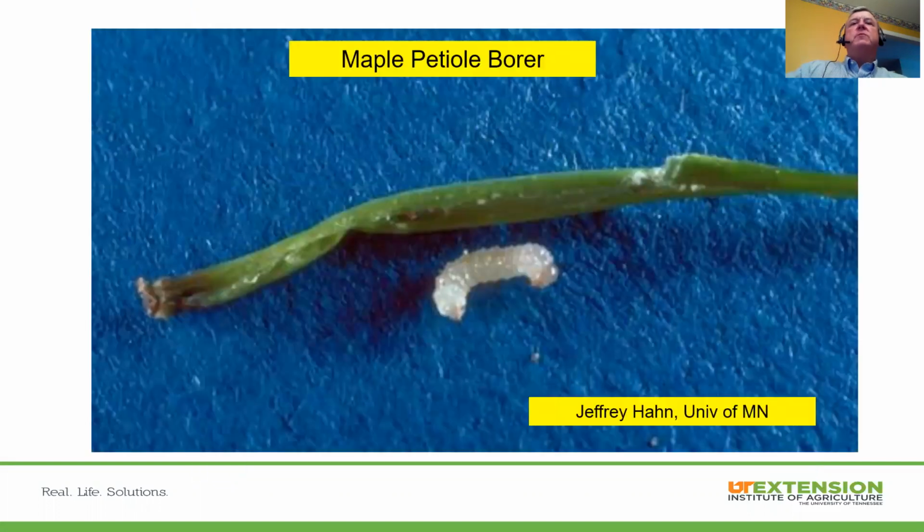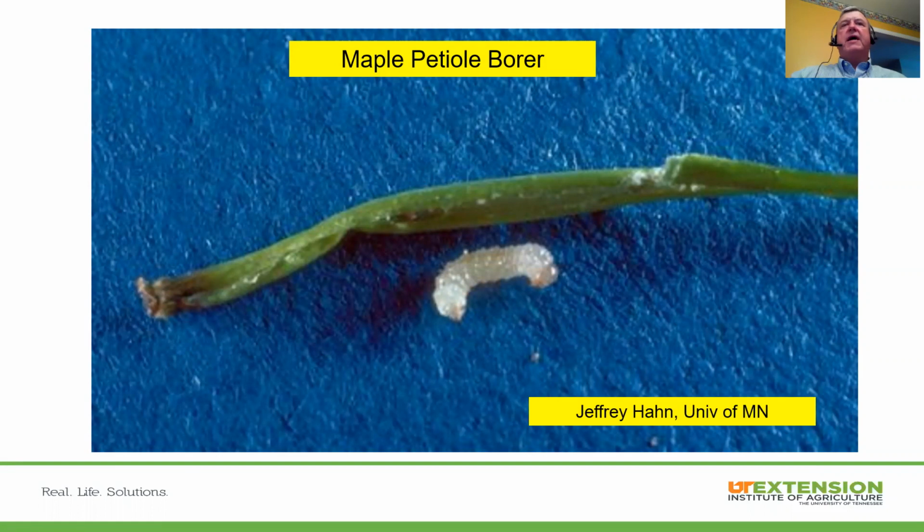Well, in this case, the culprit is an insect that's called a maple petiole borer, and you see pictured here in this image the larva of the maple petiole borer. So it's pretty small. It's got to fit inside the stem of this petiole here. But the petiole borer is a sawfly. It lays its eggs in the April-May time frame, and those eggs hatch out. That larva then crawls around inside the petiole, and it causes enough damage for the leaves to start dropping off, which typically occurs in that late May to early June time frame.